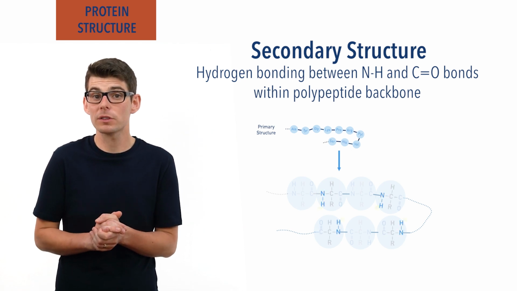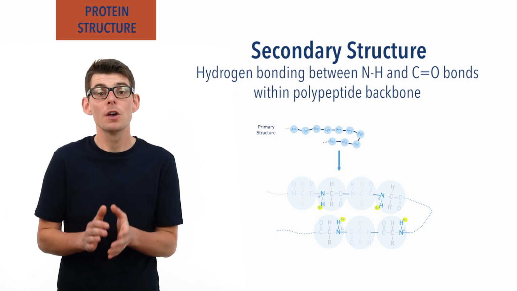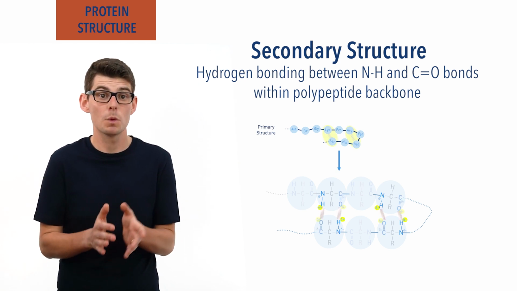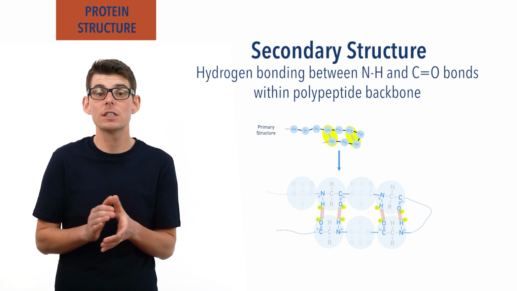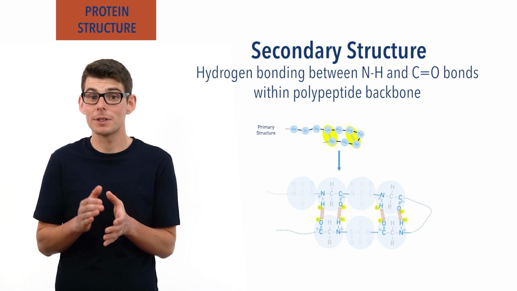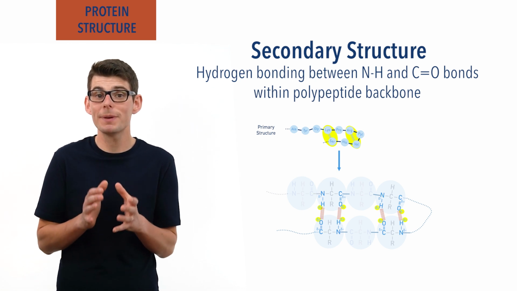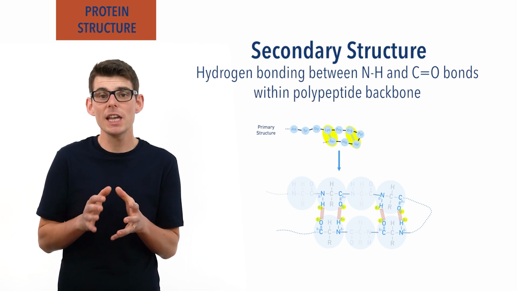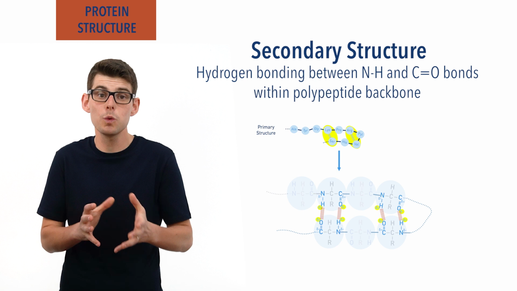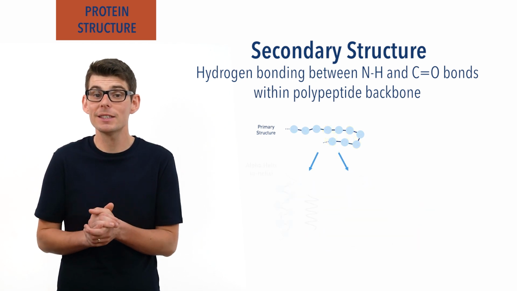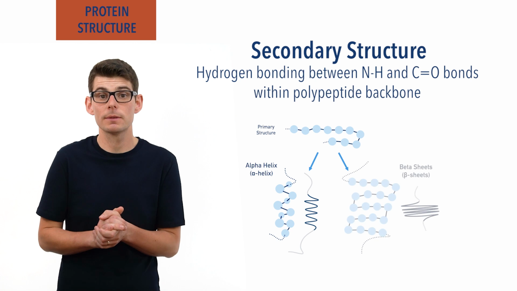Hydrogens with a partial positive charge from the NH bond form hydrogen bond attractions to the partially negative oxygen, with a lone pair of electrons, from a COO bond from a different peptide link. These hydrogen bonds can form in repeating patterns, making the chain of amino acids fold or twist in two possible ways, described as alpha helices and beta pleated sheets.